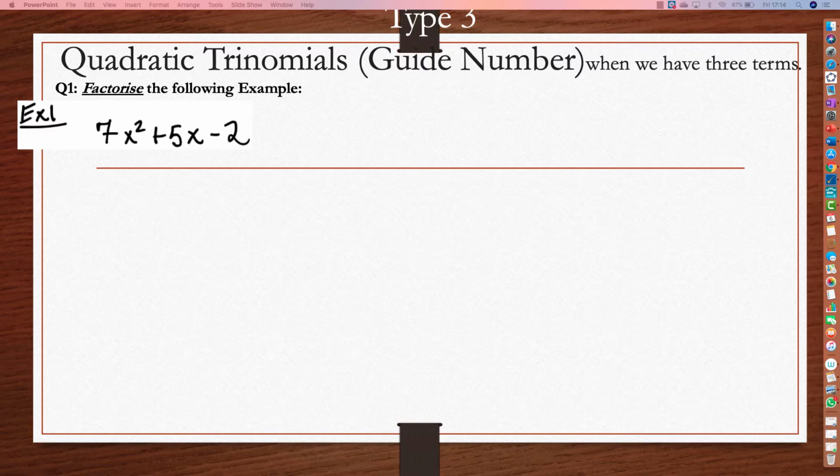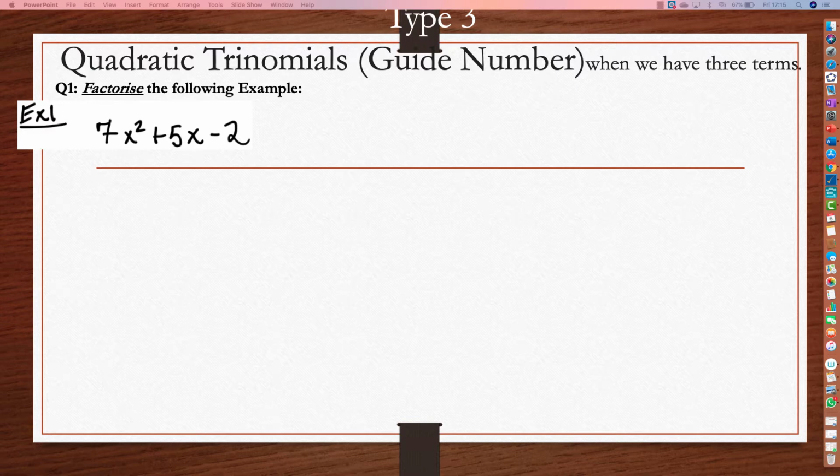So it's known as trinomials, or more commonly known as guide number. And you do this when there's three terms. Alright? So as I said, no need for you to take any of this down, it's all about the action. I'll explain the action.